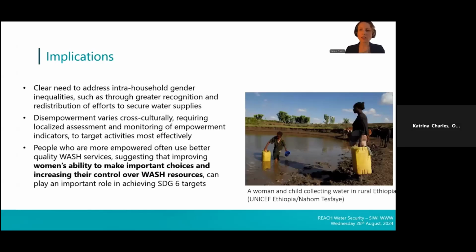Secondly, we can see that disempowerment varies cross-culturally across the different sites. So this requires localized assessment of empowerment to target activities more effectively. And finally, people who are more empowered often use better quality services from what we can see. So this suggests that improving women's ability to make important and strategic decisions and increasing their control over WASH resources could play a really important role in achieving the SDG 6 targets.